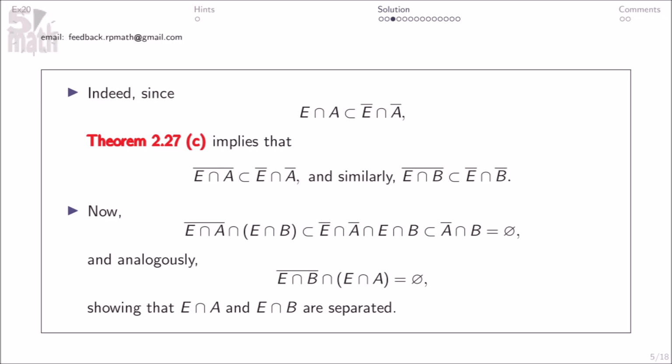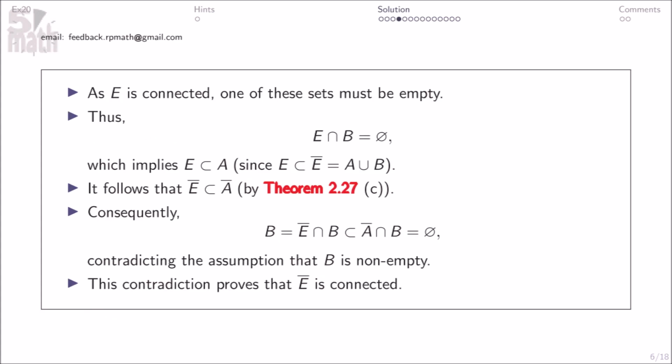Now this and analogously this, showing that E intersection A and E intersection B are separated. As E is connected, one of these sets must be empty. Thus this, which implies E subset of A, since this.